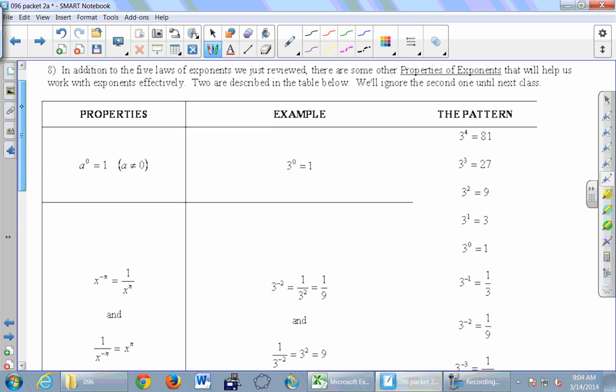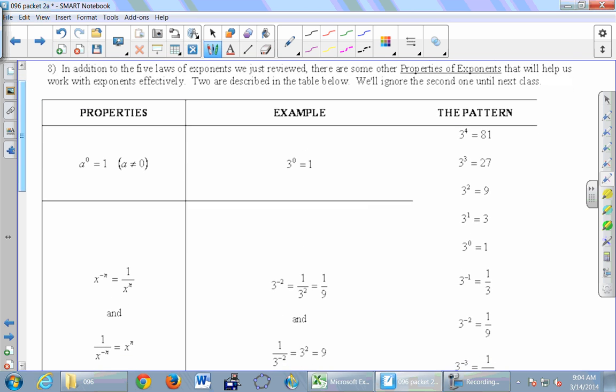Couple more rules, or I guess your book calls these properties of exponents as opposed to laws of exponents. So there are 2 rules in this table, and one of them we're going to look at today, and the other one we're going to ignore until next class. Let's just look at this first rule. It says a to the 0 is 1. Any number to the 0 power is 1.